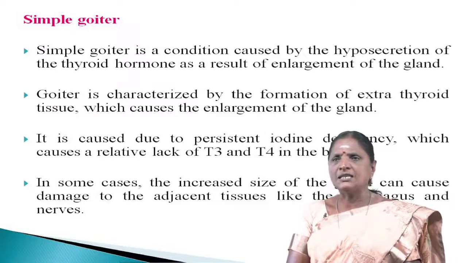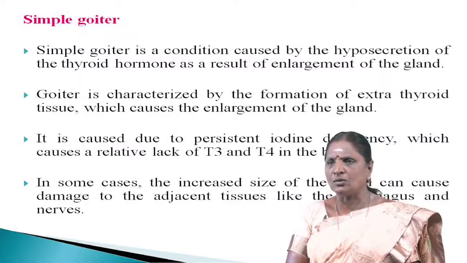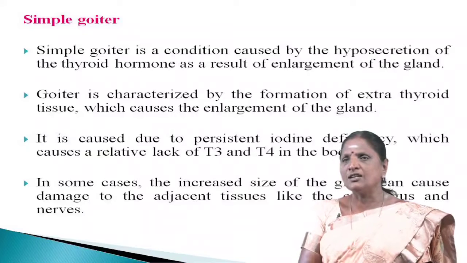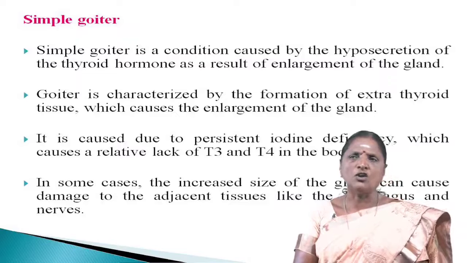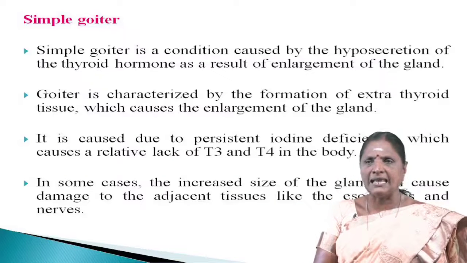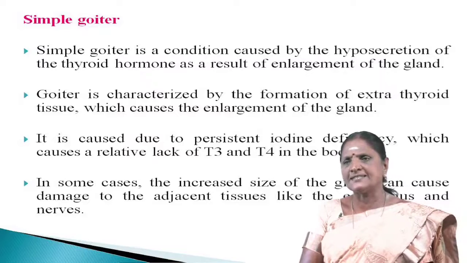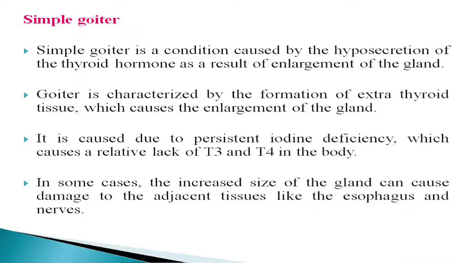Simple goiter. Simple goiter is a condition caused by the hyposecretion of thyroid hormone as a result of enlargement of the gland. Goiter is characterized by the formation of extra thyroid tissue which causes the enlargement of the gland. It is caused due to persistent iodine deficiency which causes a relative lack of T3 and T4 in the body. In some cases, the increased size of the gland can cause damage to adjacent tissues like the esophagus and nerves.